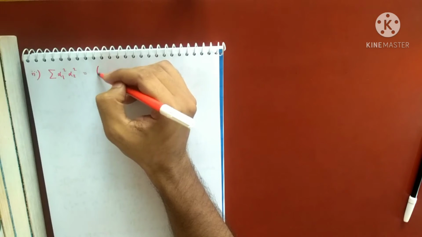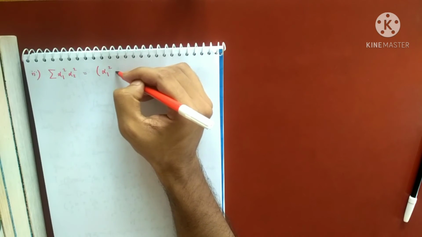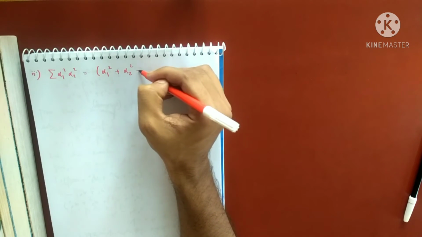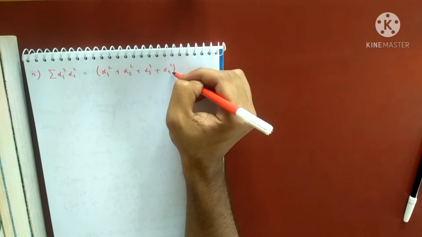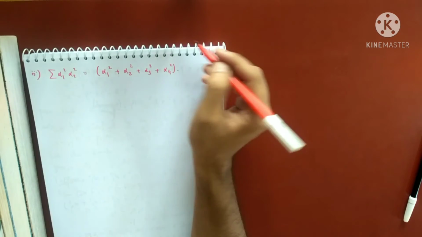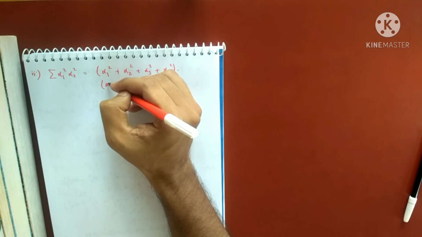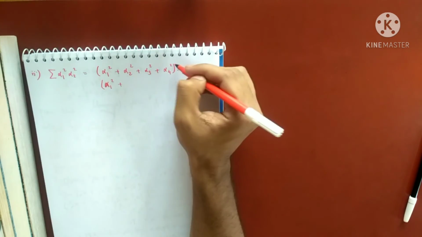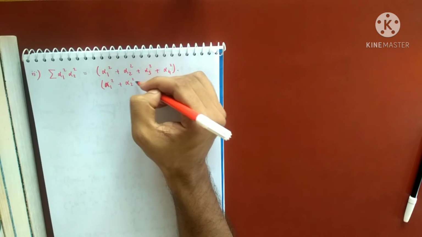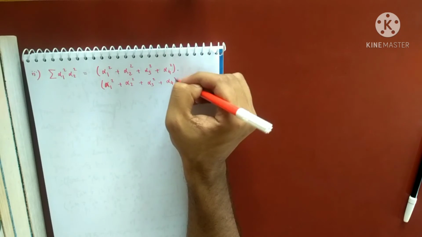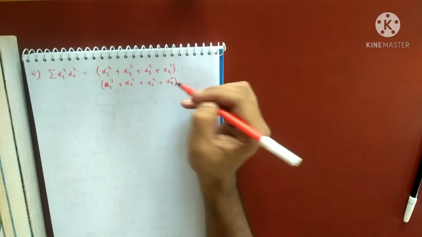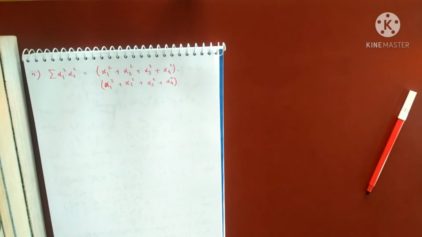That means, let me write this first. Alpha 1 square plus alpha 2 square plus alpha 3 square plus alpha 4 square into, again same thing, alpha 1 square, this whole square. You can also write whole square here, but I'm just writing this way so that you understand better. Alpha 4 square. Let's see which terms are extra here.